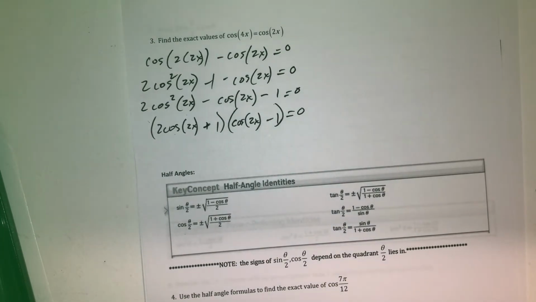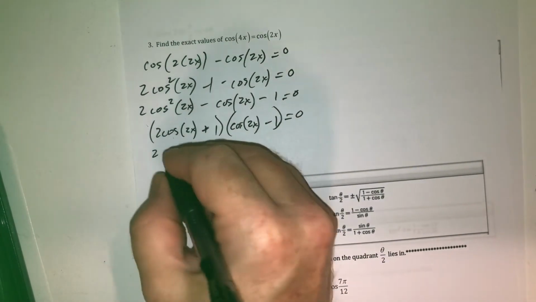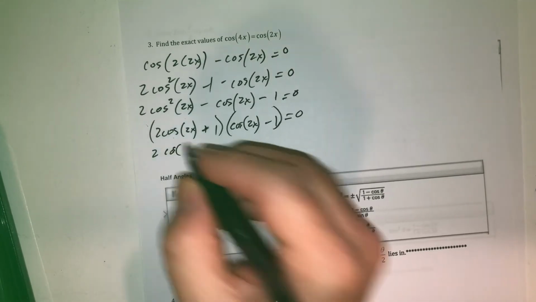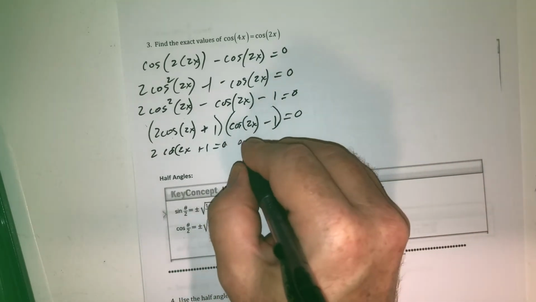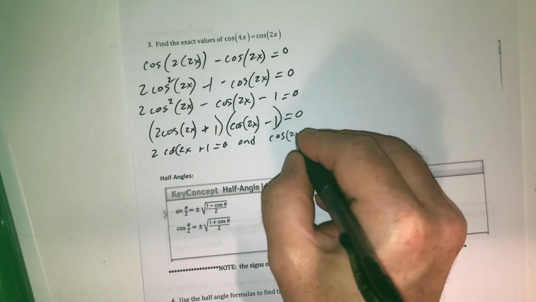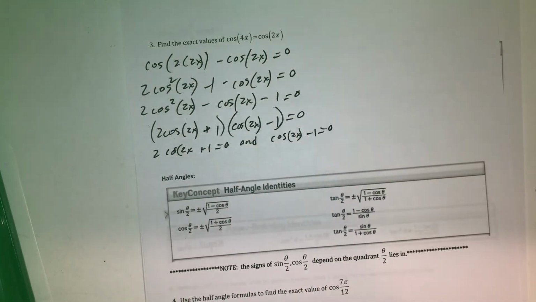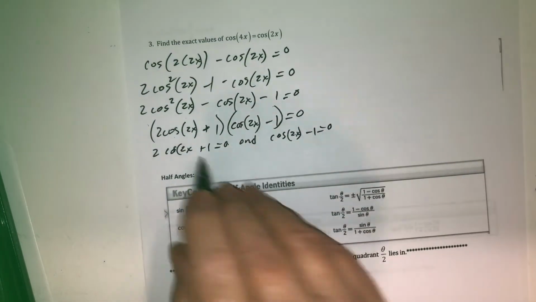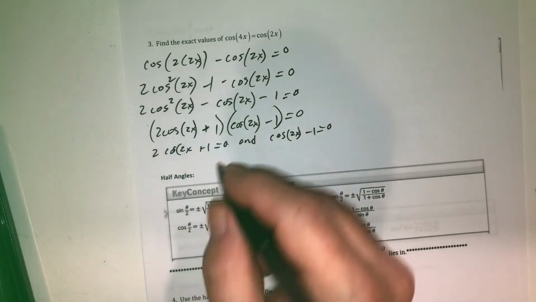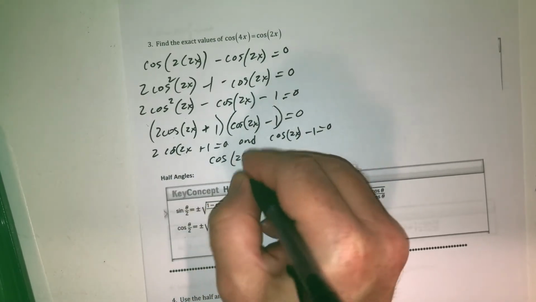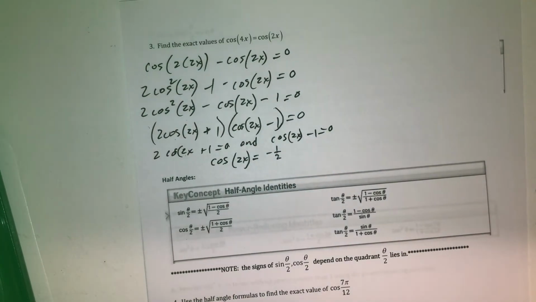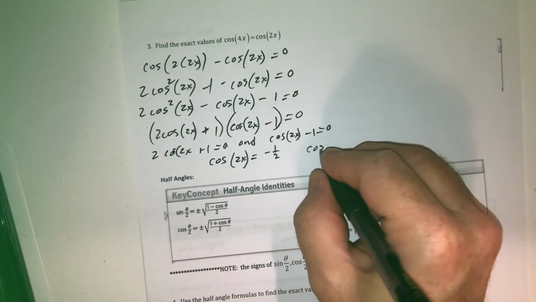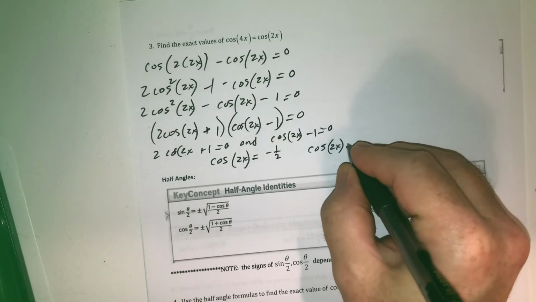We're going to set each factor equal to 0. So 2 times the cosine of 2x plus 1 equals 0, and the cosine of 2x minus 1 equals 0. I'm going to subtract 1 and divide by 2. This would give me the cosine of 2x is equal to negative 1/2. And over here, I'm going to add 1, so the cosine of 2x is equal to 1.